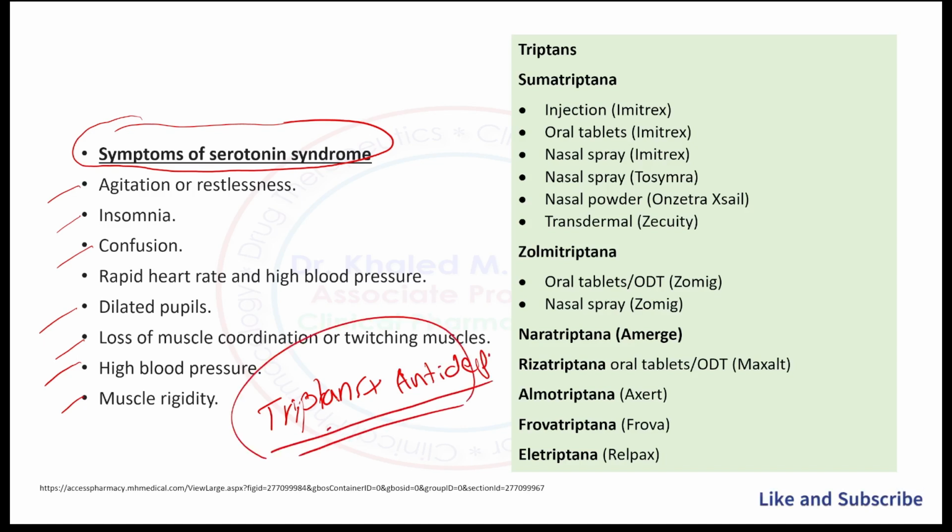Okay, moving to the list here to give you a quick review of the triptans. As you can see, we have sumatriptan, zolmitriptan, naratriptan, rizatriptan, almotriptan, frovatriptan, eletriptan. Sumatriptan is available as injection, oral tablets, nasal spray, nasal powder, and transdermal. Zolmitriptan comes as oral tablets and nasal spray, and the rest of these medications, naratriptan, rizatriptan, almotriptan, frovatriptan, are all considered oral.